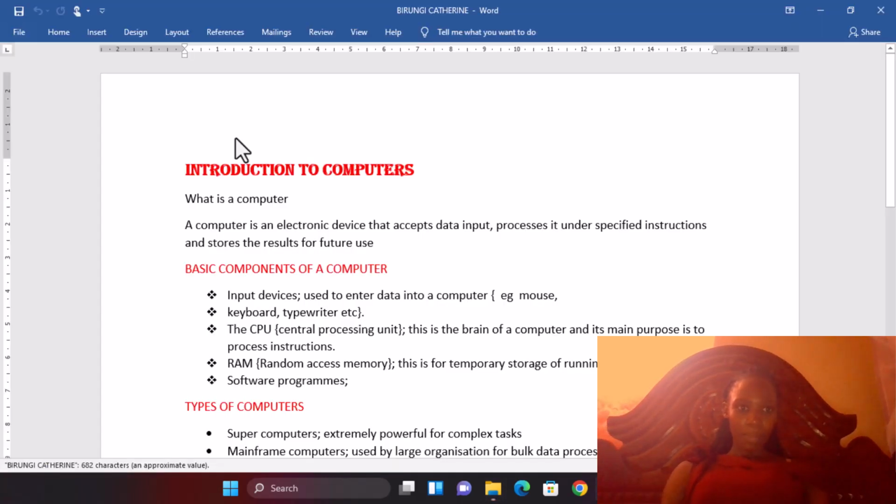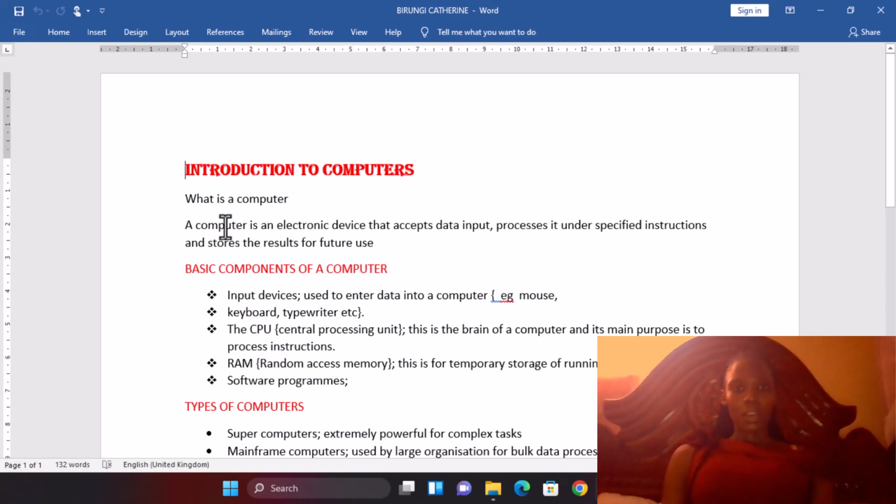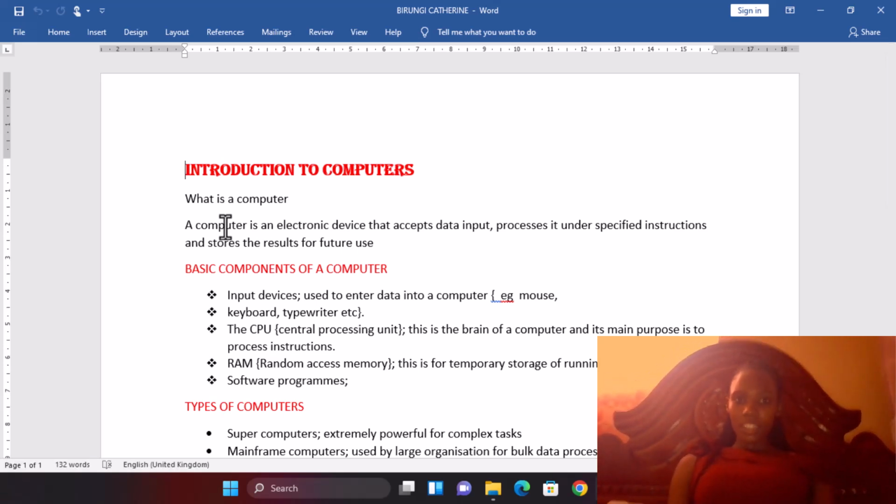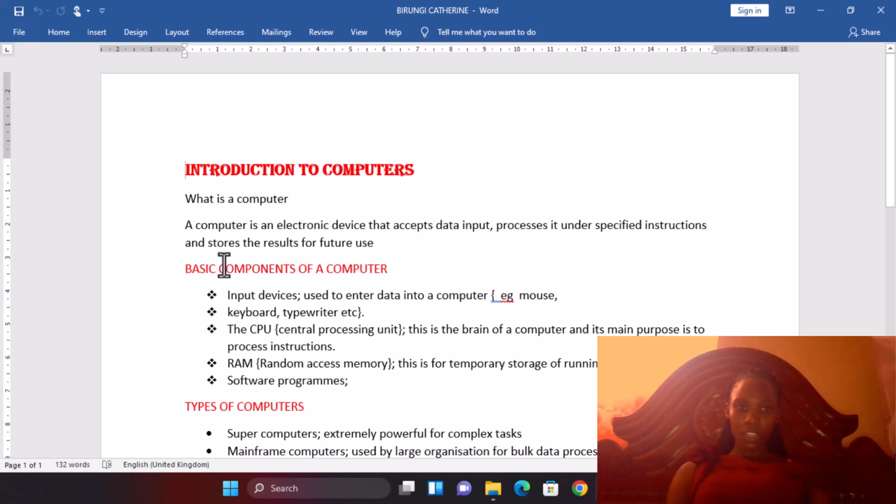You're going to start by defining what a computer is. A computer is an electronic device that accepts data input, processes it under specified instructions, and stores the results for future use. That's our clear definition for a computer.